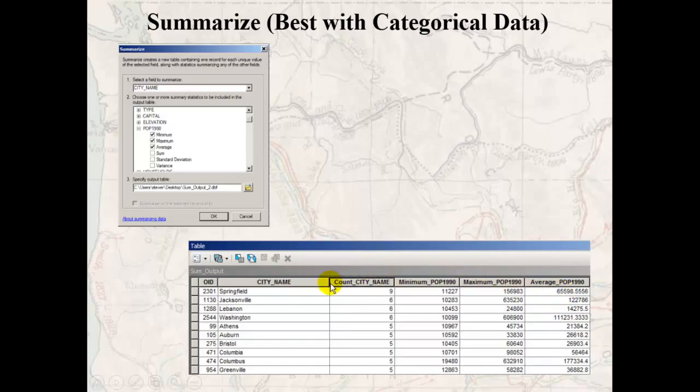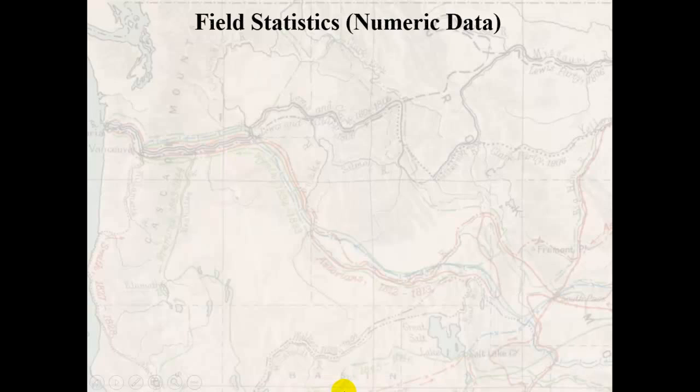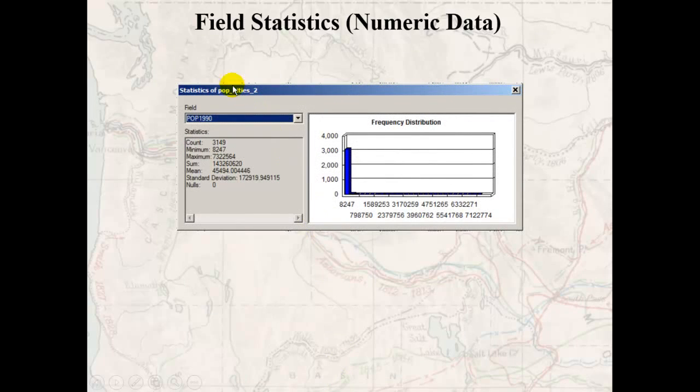So here you can see that by doing summarize based upon city names, a categorical or a nominal field, I'm able to get information about these things that have textual or nominal values. Okay, if I've got numeric data, let's say I have another city's data set and I have a field that's population of 1990. Since that's a numeric field, I can ask it to give me statistics for that field.